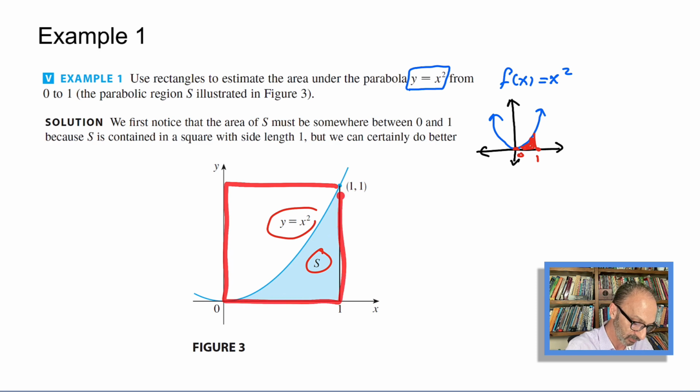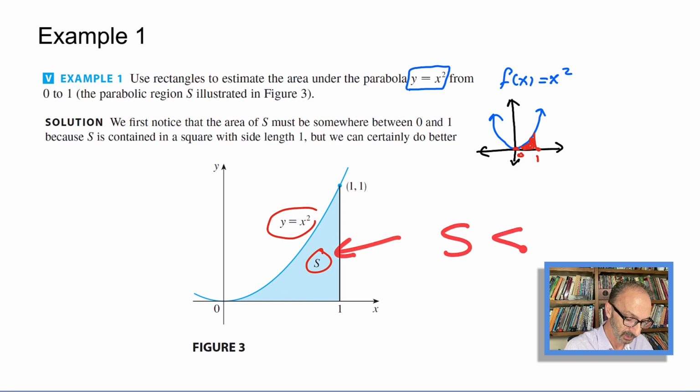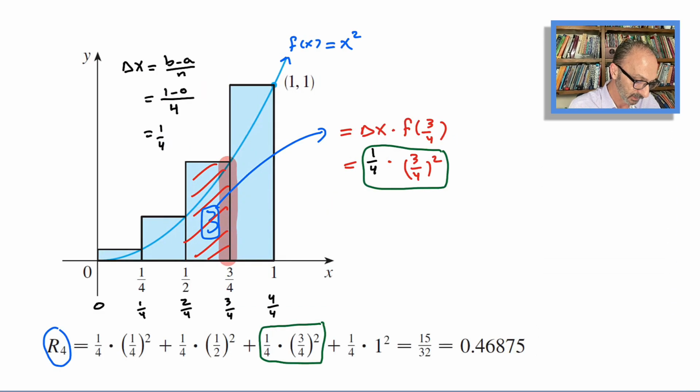This is a square of 1 by 1. So the area of S should be less than 1. Something to keep in mind. So for the graph that is going from 0 to 1, that's my A, and that's my B.